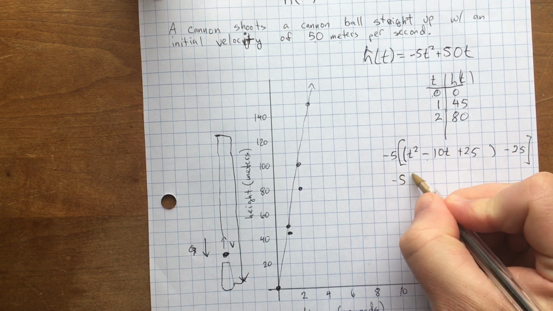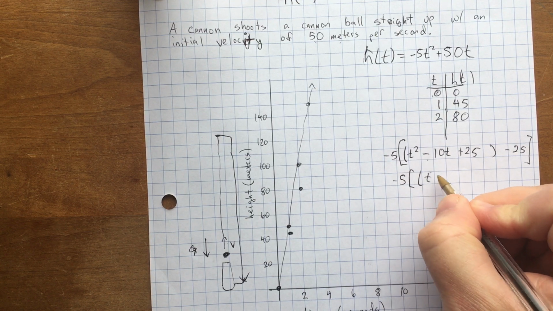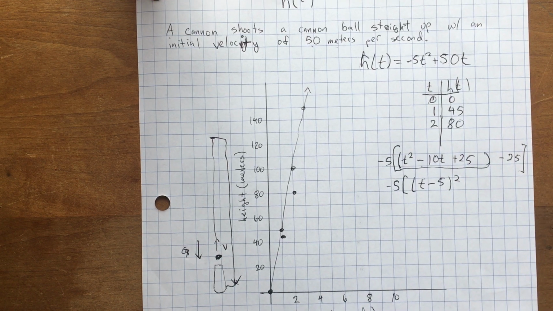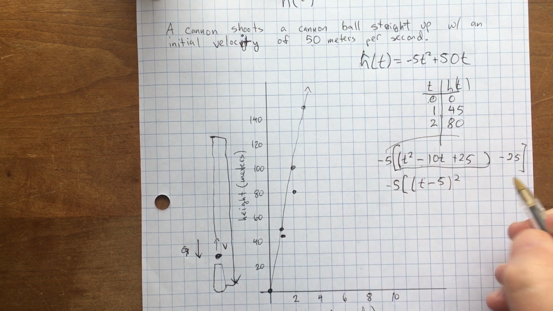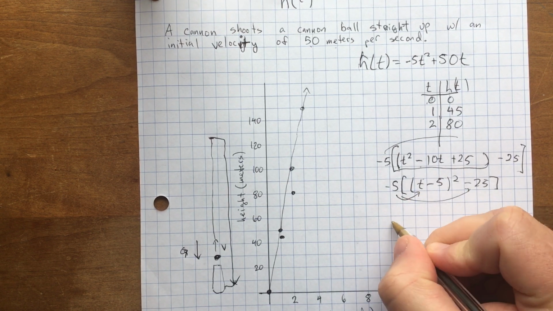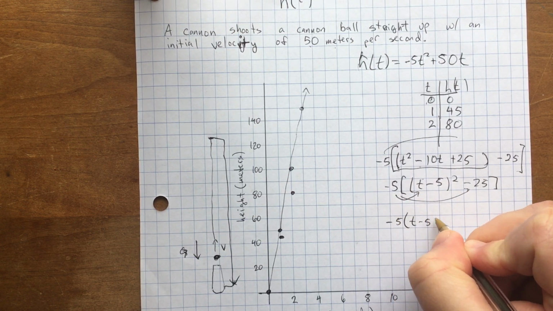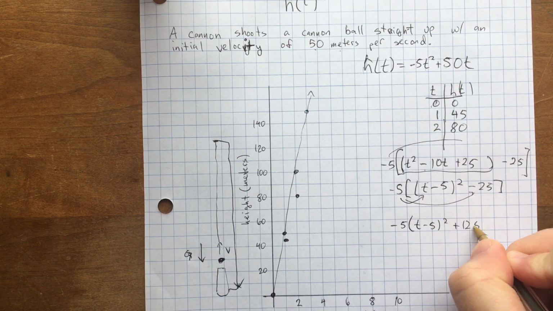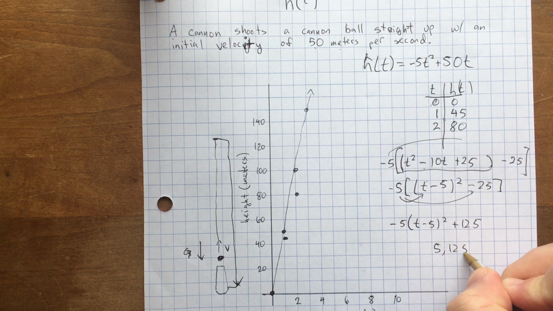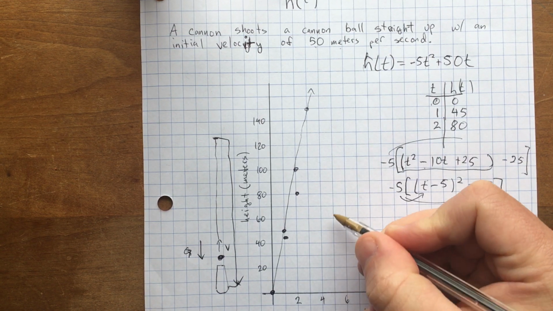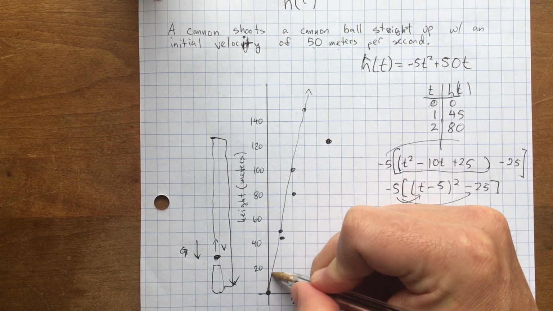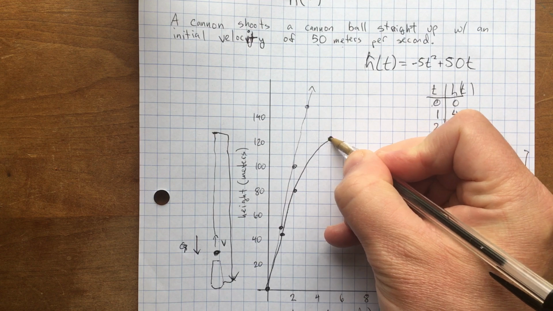And so now this factors down to t minus 5 squared. This is the perfect square of t minus 5 squared. But then I also have that negative 25. So then I have to distribute the negative 5 back in, and I get negative 5 times t minus 5 squared plus 125. So the vertex is at 5, 125. It's about right here. And so we're looking at the shape of our parabola.